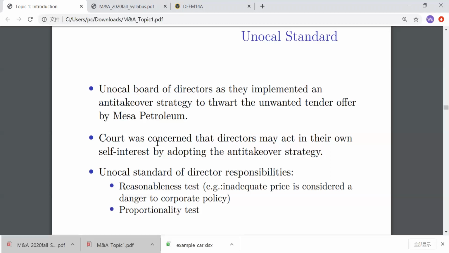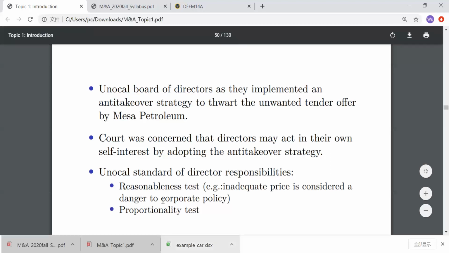So that's why the Delaware court, after this case, established the Unocal standard of director responsibility. For example, this standard has two components. One is called the reasonableness test. In this test, an inadequate price is considered a danger to corporate policy. So in that case, directors cannot accept an offer that has an inadequate price for the company, right?